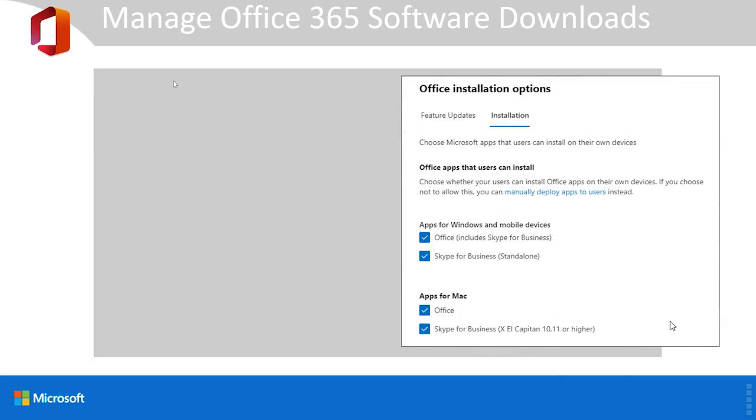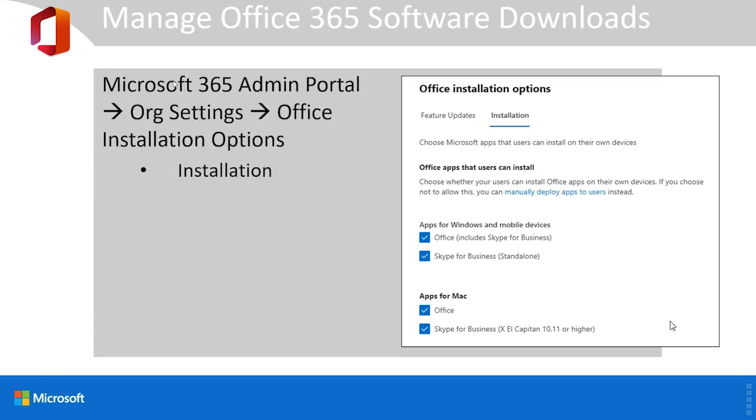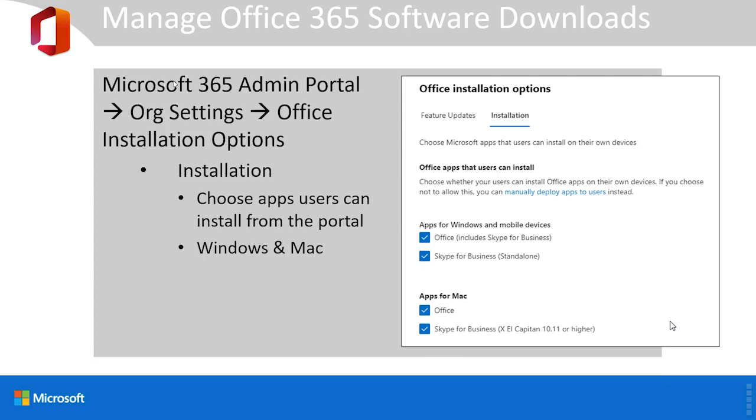One administrative decision that should be made early is whether or not users are permitted to do self-service installations of the Office applications, and which ones they can install. This configuration is done in the Microsoft 365 admin portal under Org Settings. The admin can decide which apps should be available for installation, and there are separate settings for Windows and Mac machines.